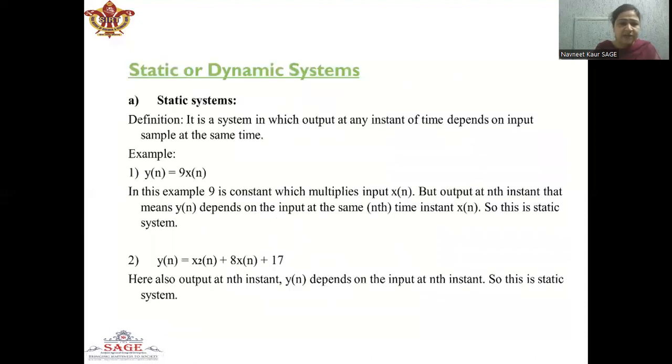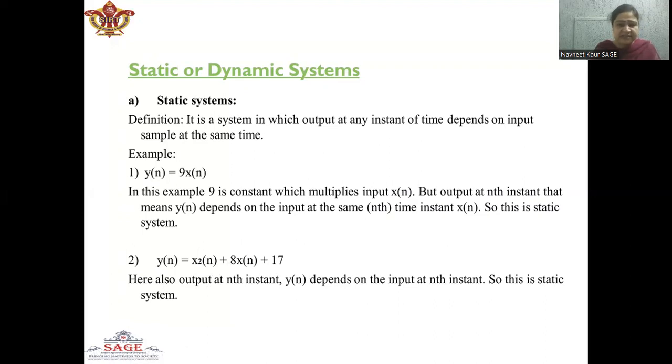Now, coming to static or dynamic system. Static system is a system in which output at any instant of time depends only on input samples at the same time. For example, y(n) is equal to 9x(n). That means output at instant n depends only on the input at instant n. Now, if I write y(n) is equal to x(2n) plus 8x(n) plus 17, this is also an example of a static system because here output at instant n depends only on the input at instant n.